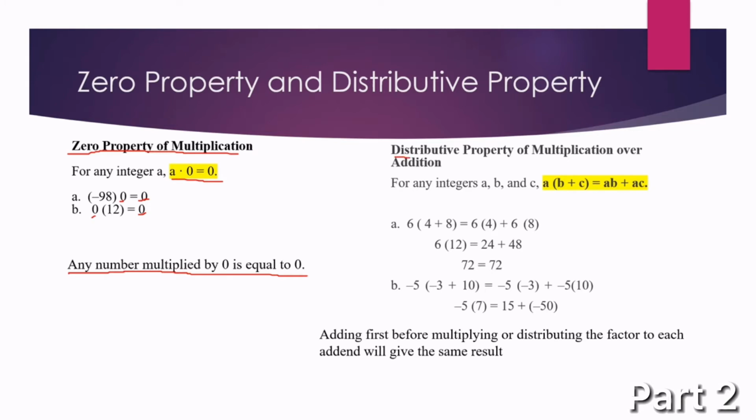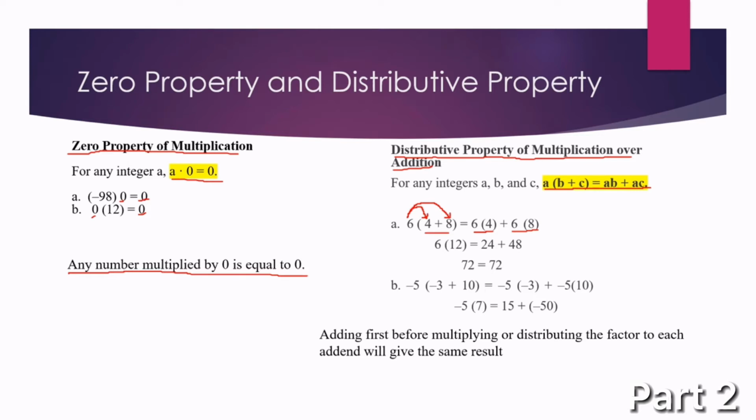Next, for the distributive property of multiplication over addition, for any integers a, b, and c, we have a times the quantity of b plus c equals a times b plus a times c. Example, 6 times the quantity of 4 plus 8 equals 6 times 4. So, ang 6 minultiply sa first number over addition, which is 4. 6 times 4. Next, 6 times 8. So, si 6 minultiply sa second number, which is 8.